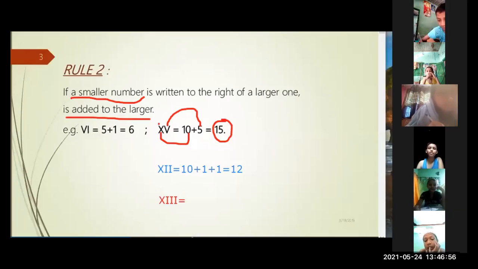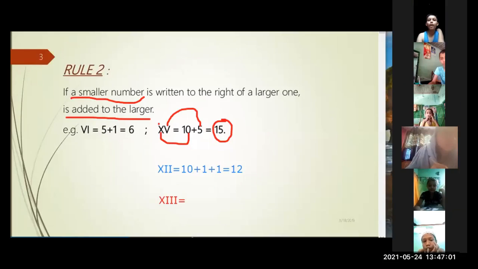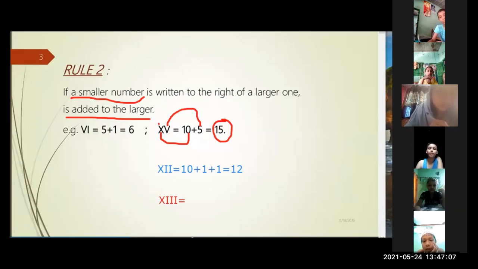How? Tell me. Sir, X is 10 and we know that the one is I. For this reason, there are 3 I's and 1 X, so 13.